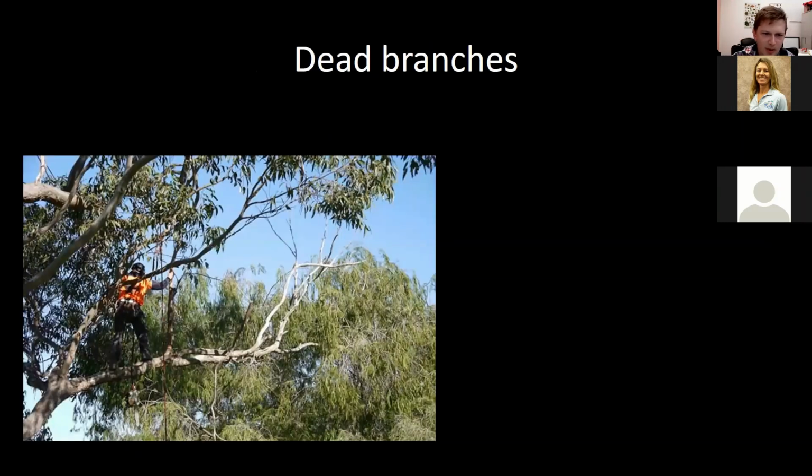Another big thing to keep in mind is to look up and be aware of dead branches. They're oftentimes not attached to the trees very well. They can often be large, but they're also some of the easier things for arborists to remove in terms of mitigating risk.